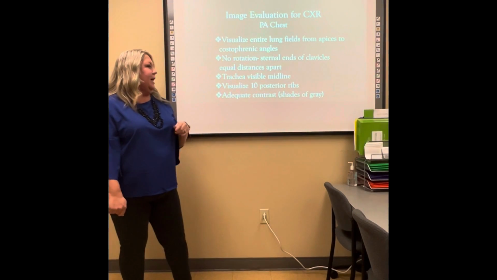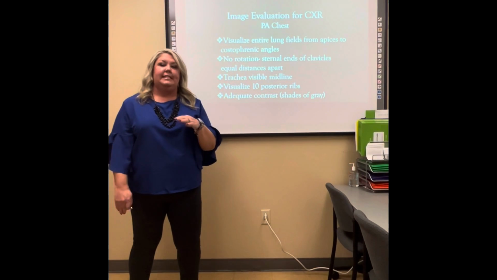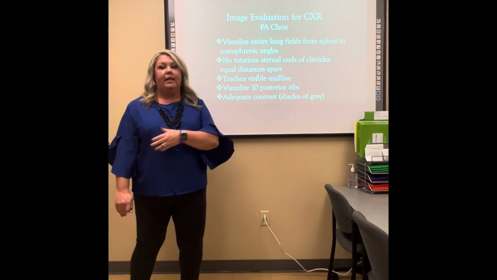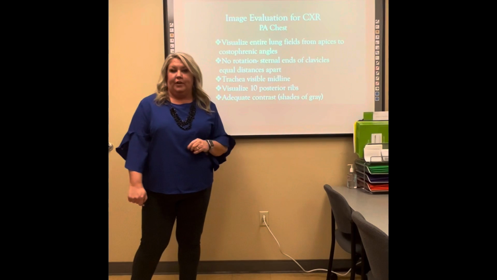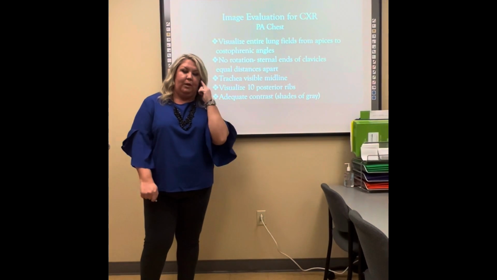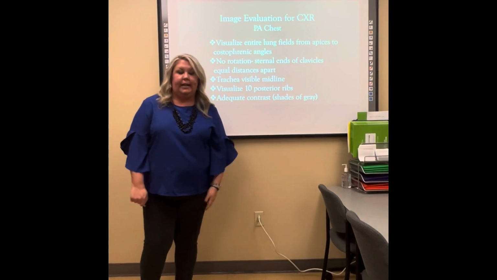We also need to visualize 10 posterior ribs. That lets us know that our diaphragm is down far enough that we can see those. And we need to make sure that we have adequate contrast or our shades of gray. We need to make sure that we can see the lung markings in our x-ray.